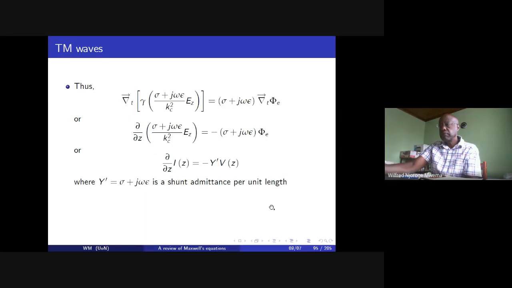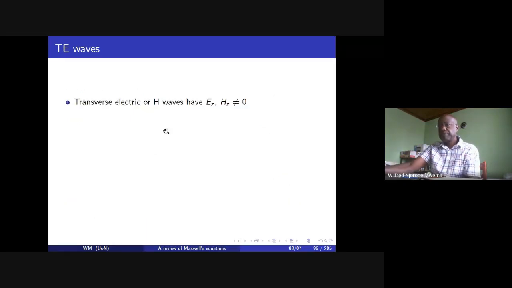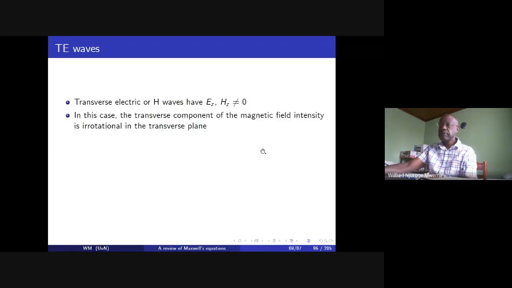So the transverse electric waves as well, we do similarly, just like before, but recall that H of z is not equal to 0, but E of z is equal to 0. This is not correct here. I should put it as E of z equal to 0 and H of z not equal to 0. And therefore, in this particular case, it's a magnetic field intensity that is going to be rotational.